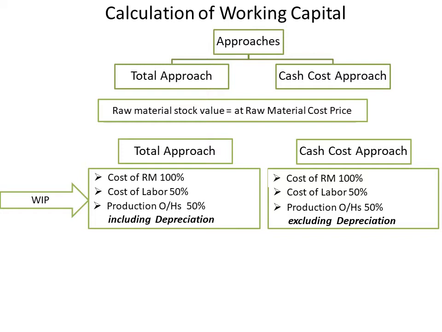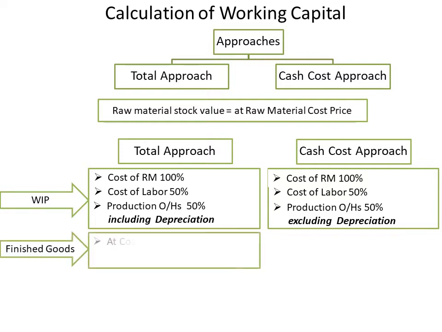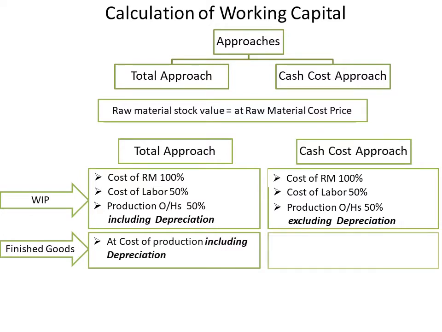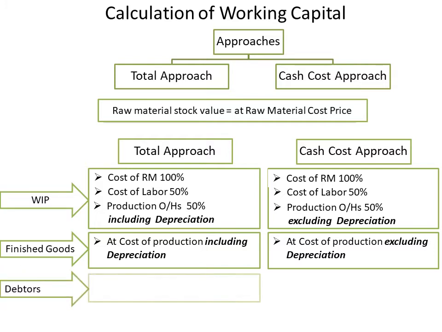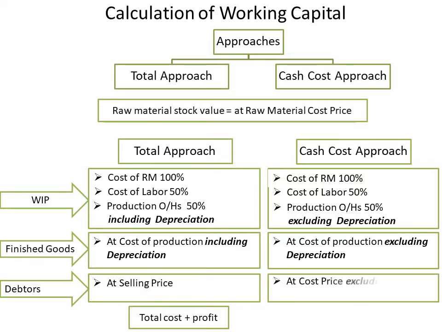Finished goods stock value in total approach is calculated at production cost including depreciation, and in cash cost approach at production cost excluding depreciation. Now here it is important that if production cost is not available separately, then take total cost. Now next is the value of debtors. In total approach it is calculated at selling price, that means adding profit and total cost, and in cash cost approach it is calculated at total cost excluding depreciation.